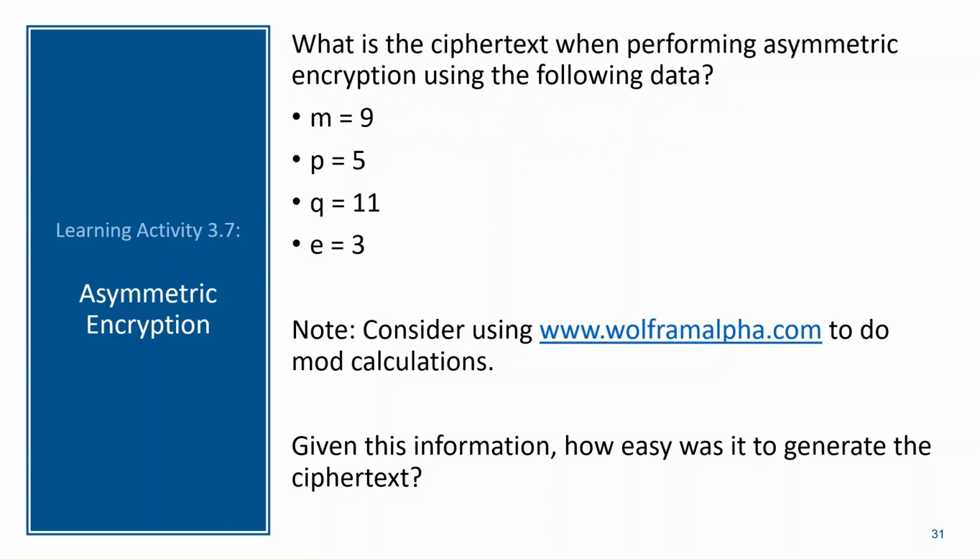So what I want you to do is try to calculate this on your own. Assume that we have M, which is our message, and P is 5, and Q is 11, and then our E is 3. So using the formula that we gave you previously, calculate what the ciphertext would be of this message. You might want to consider using Wolfram Alpha to do your mod calculations. So pause this video and try to figure out what the answer is, and then come back to check your answer.